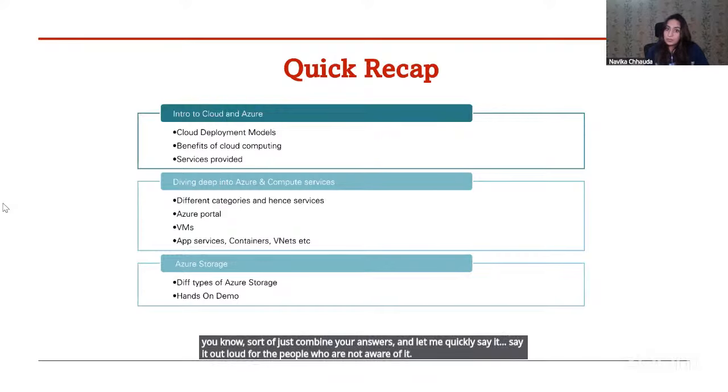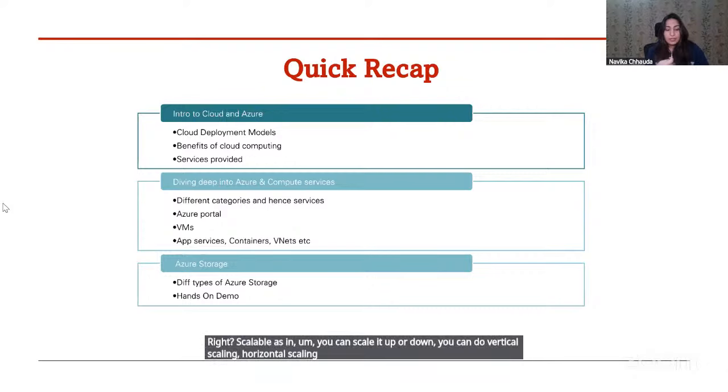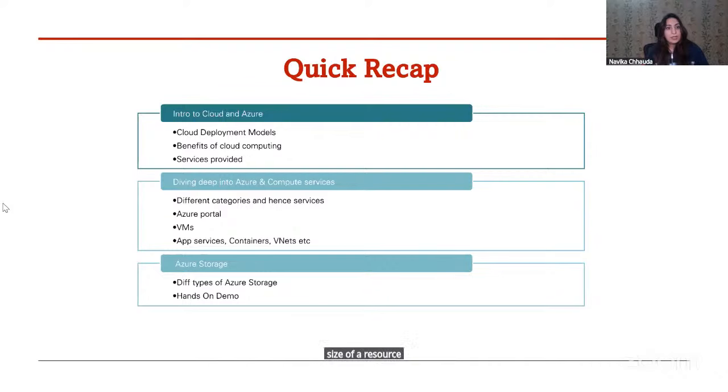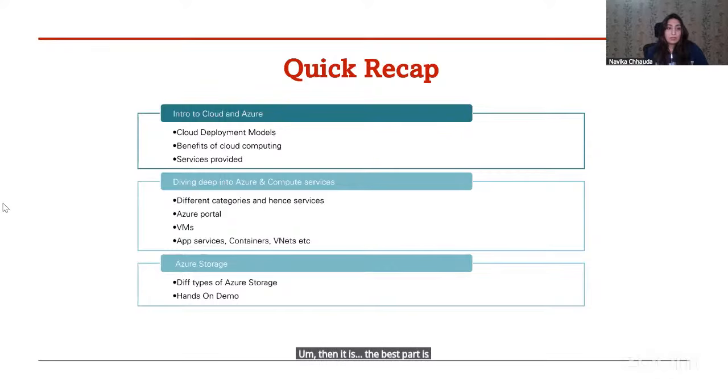So the different benefits of cloud computing: it is scalable, right? Scalable as in you can scale it up or down. You can do vertical scaling, horizontal scaling. You can increase the size of the resource, you can decrease the size of the resource, and it's very flexible. Then the best part is it is very cost efficient. That is, it follows a pay as you go model. That means you have to pay exactly for the resources that you're using, right? So it works on a consumption based model.